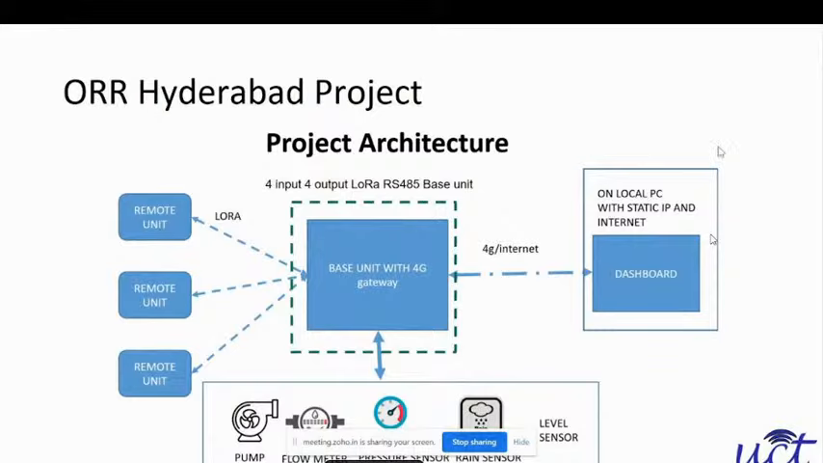Then it is sending data to the HMDA office, where we deployed our gateway, and this whole system is now managed on AWS. And here are our remote units which are controlling the valves, and they are using the LoRaWAN network.